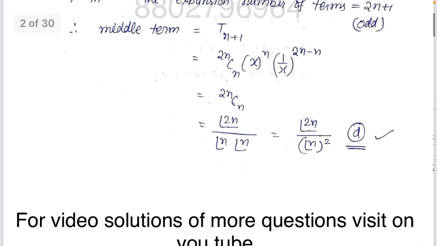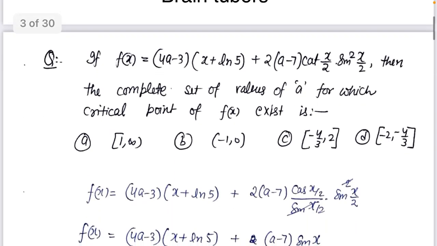Let's come to problem number 3. This problem was a little bit difficult. Let's see what this is. f(x) is given to us. Then the complete set of values of a for which critical points of f(x) exist. Critical points of f(x) means where the derivative of f(x) is 0 or not defined.